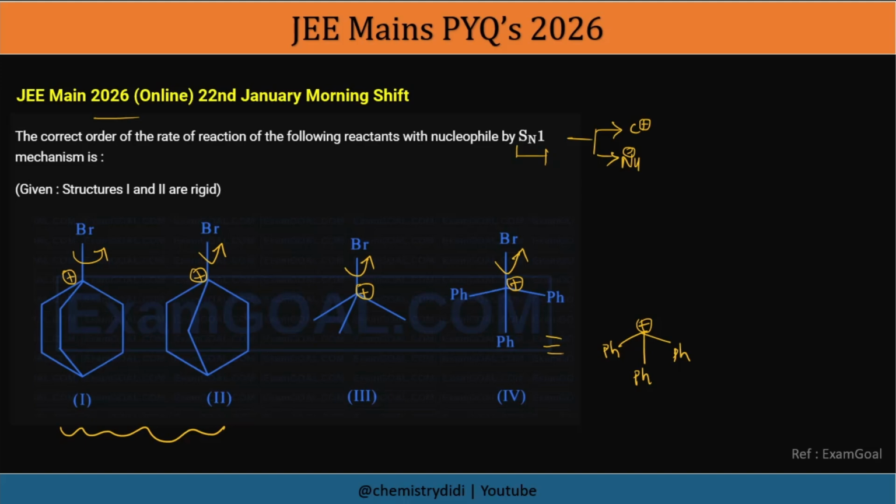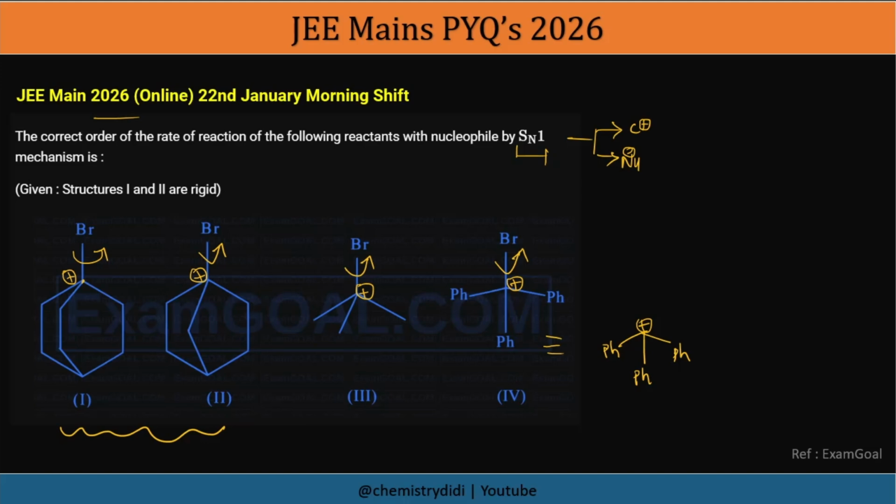After observing these structures, these two are highly unstable, right? As you know, a carbocation on the bridgehead carbon will be highly unstable. So these two anyway come at the end. You can simply check the options and eliminate wherever these two compounds come first.